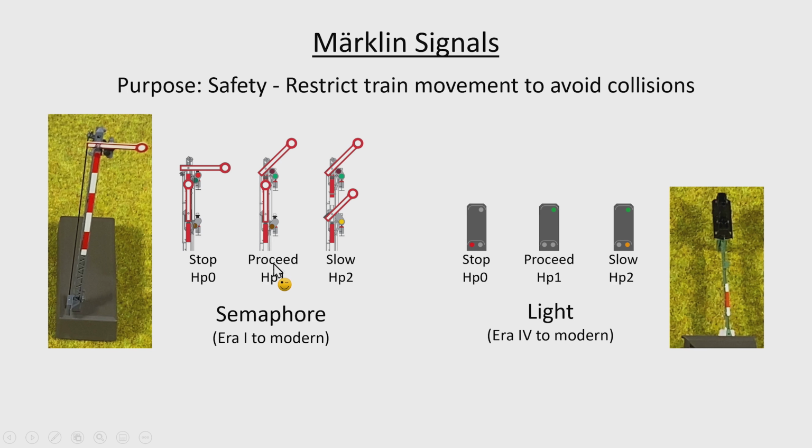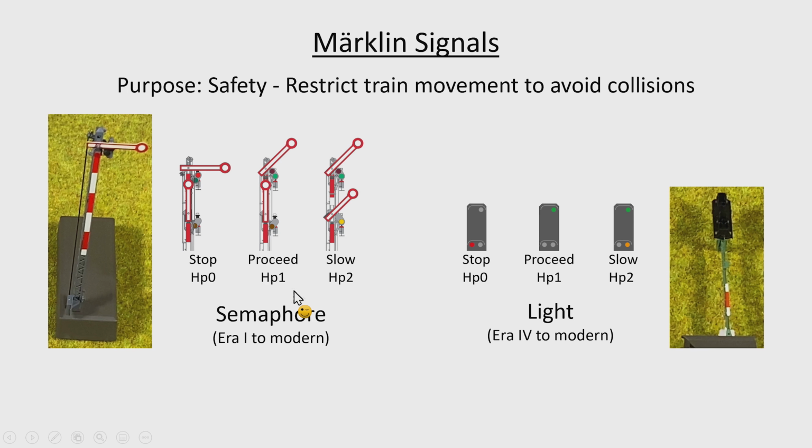Typically, you will be able to see the semaphore signals all the way back from the beginning of when trains appeared, so from era 1 all the way up to the modern era. And the light signals came about, I believe, at the end of the 60s, so that would be era 4 to the modern era, perhaps from the end of era 3.